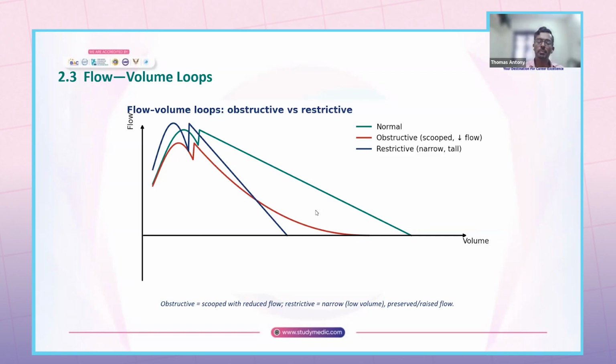Right. So if you see the pattern here, in the dark blue one, it is restricted. You can see the volume is much less compared to the normal.